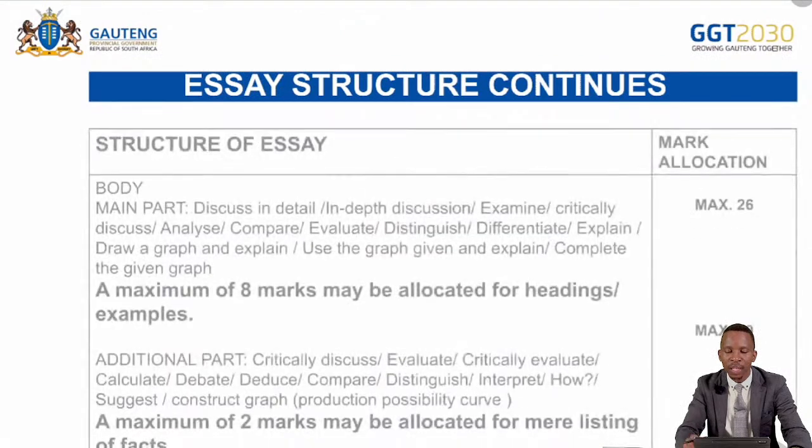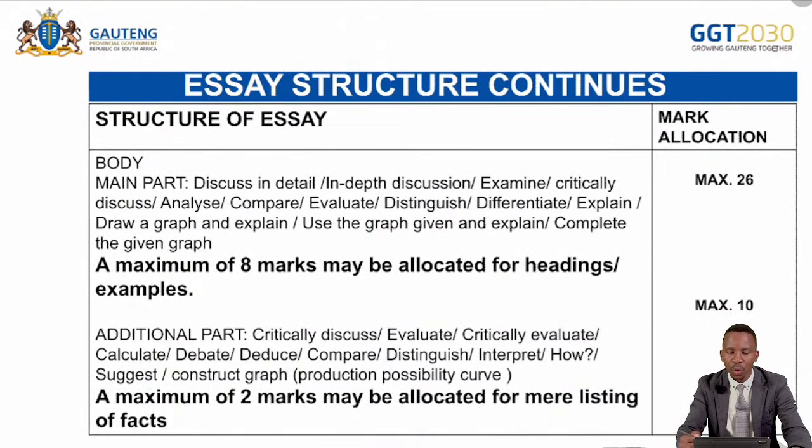Then we continue with the essay structure. In the body, that's when you deal with your main part. You have your main part where you discuss out of 26 marks. That's when you discuss your content knowledge deeply. You provide the full information necessary based on the given content or given question which is related to the content.